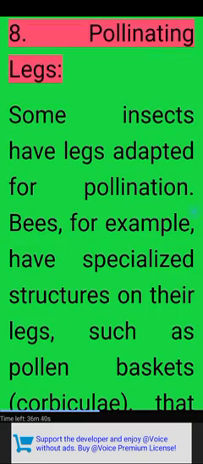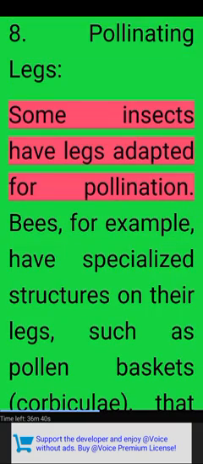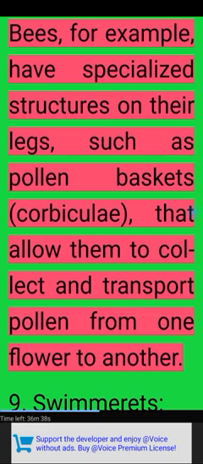8. Pollinating legs. Some insects have legs adapted for pollination. Bees, for example, have specialized structures on their legs, such as pollen baskets (corbiculae), that allow them to collect and transport pollen from one flower to another.